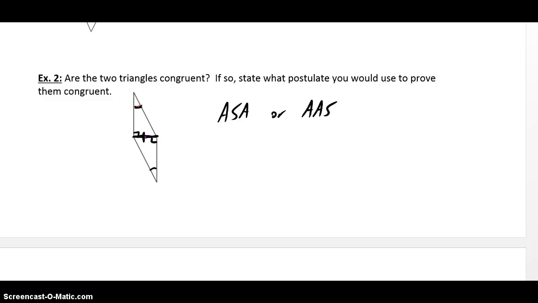Question is, is this angle side angle or angle angle side? Well, think about your two angles. If it were angle side angle, the side would have to be here, and it's not. It has to be between them. So it's angle angle side once again. Not surprising, because that's what section we're in, right?